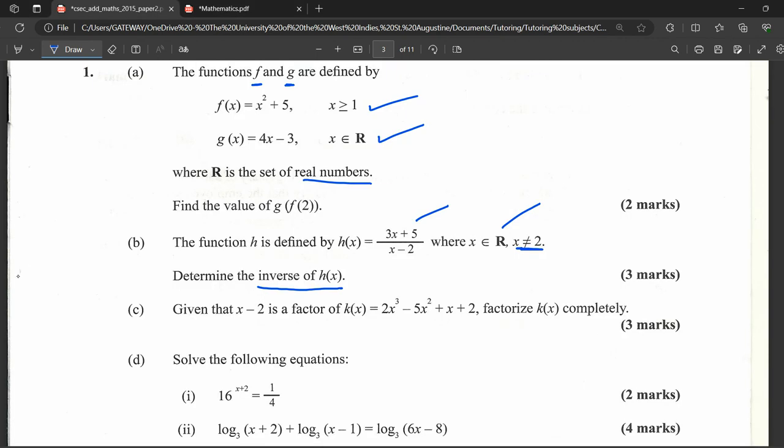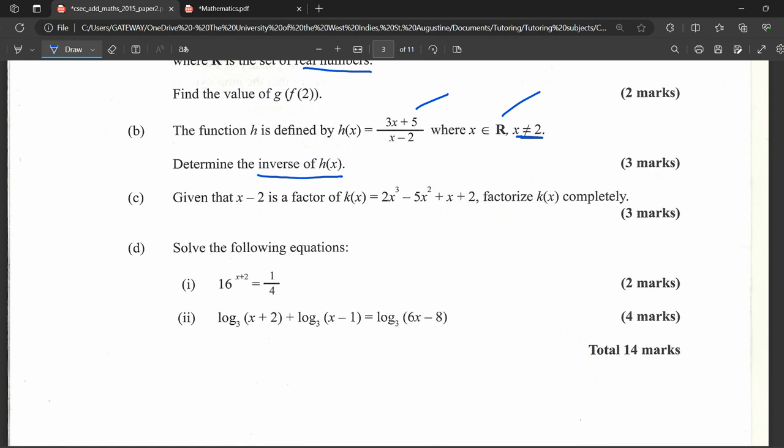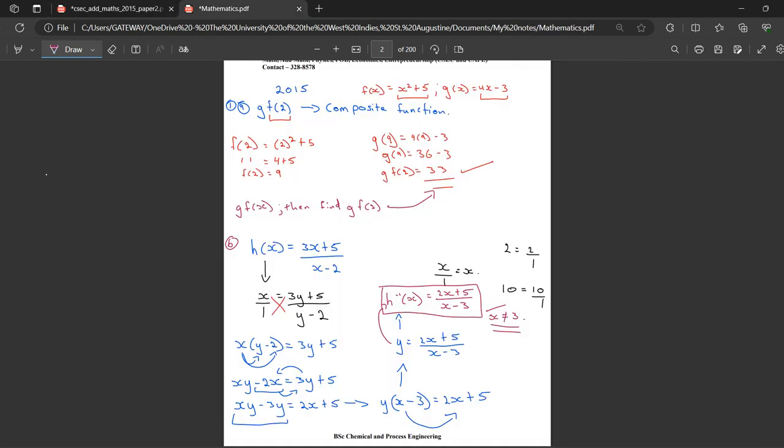Part B here now, let's say, so we now do that. Right. Part C here now, they say given that x minus 2 is a factor of this function, k of x is equal to 2x cubed minus 5x squared plus x plus 2, factorize this completely. So I'll go ahead and write back that on the next side here.